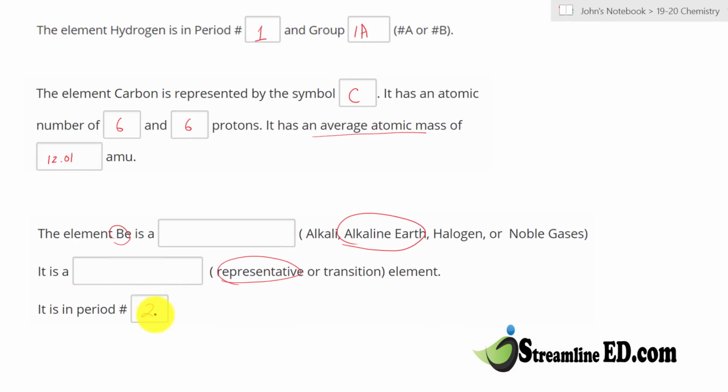So that is how you use the periodic table and look at the organization of the periodic table to learn about the characteristics of each element. And later on, we are going to use these characteristics to understand how they interact with each other.